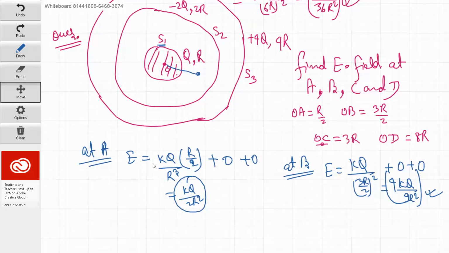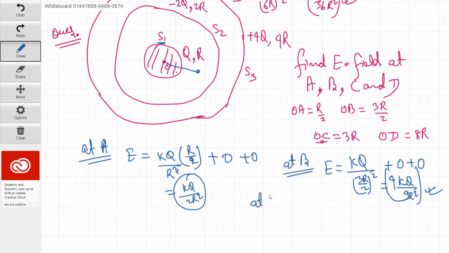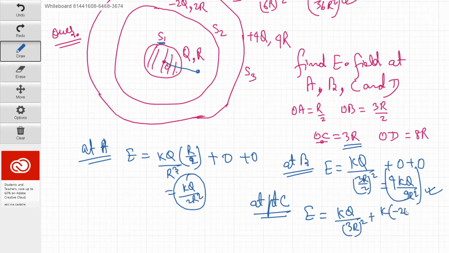Now at point C, the electric field will be equal to, so point C is at a 3R distance from the center. So point C will be outside S1, outside S2, and inside the S3. So its contribution is KQ by 3R square plus K into minus 2Q divided by 3R square. For S3, sphere 3, the electric field will be 0.